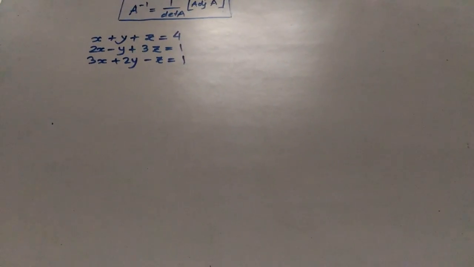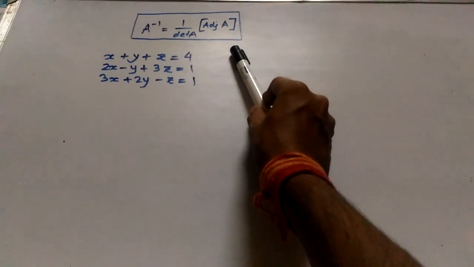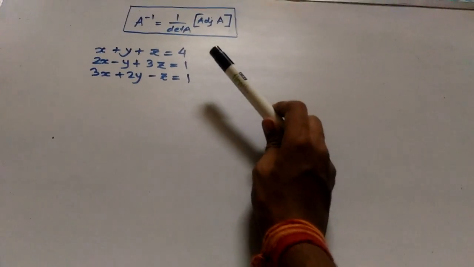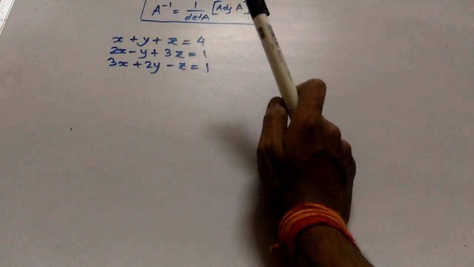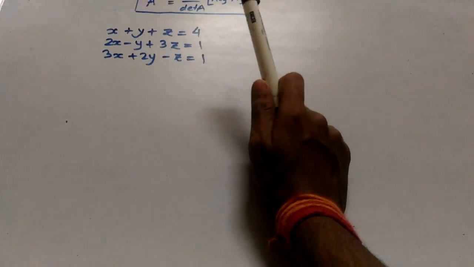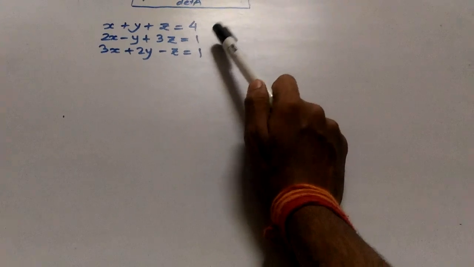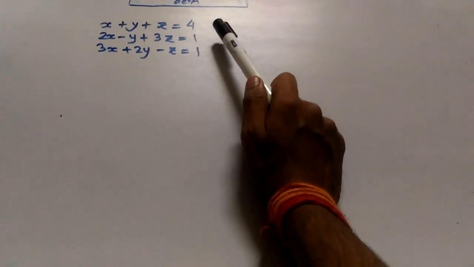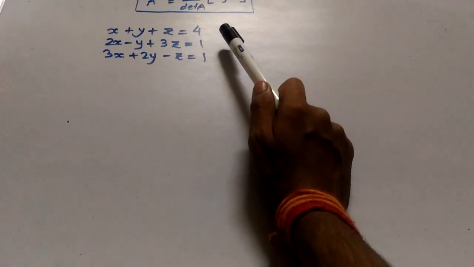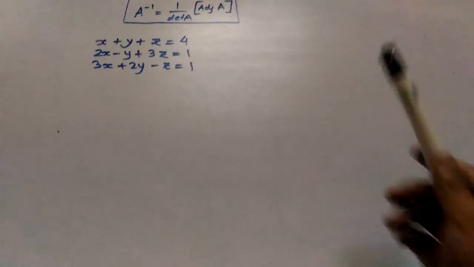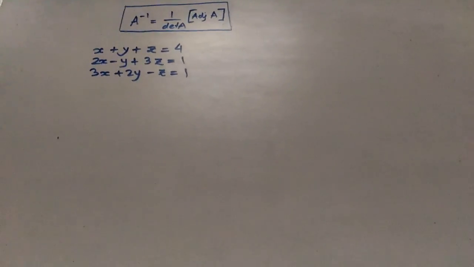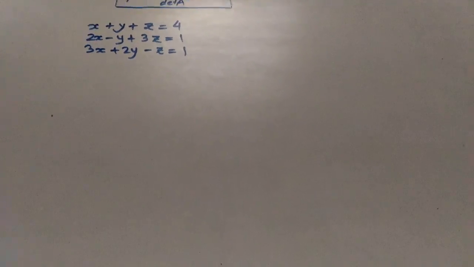So keeping this formula in mind, let us solve an example to make the concept clear. Now our example is, there are three equations given: x plus y plus z equals 4, 2x minus y plus 3z equals 1, and 3x plus 2y minus z equals 1. What we need to do is to solve this system of linear equations using the matrix inversion method.